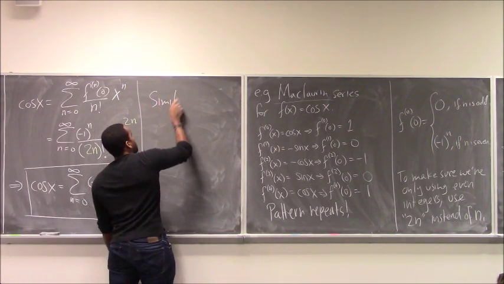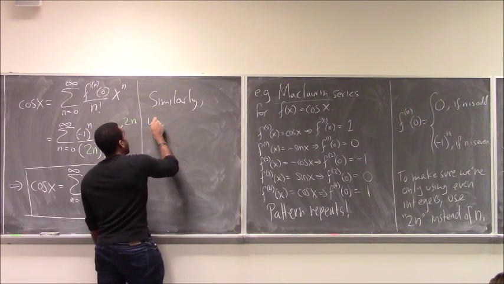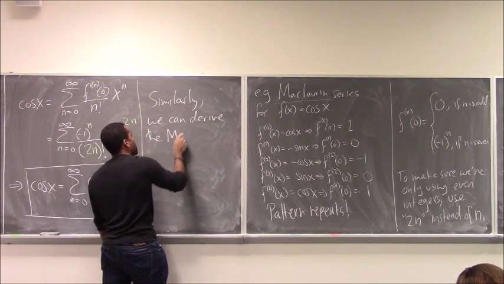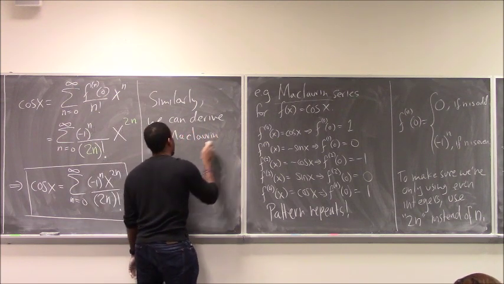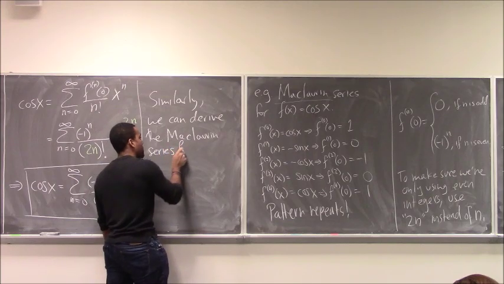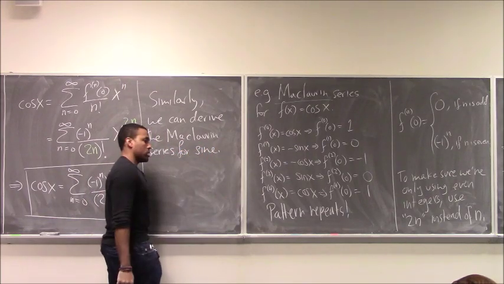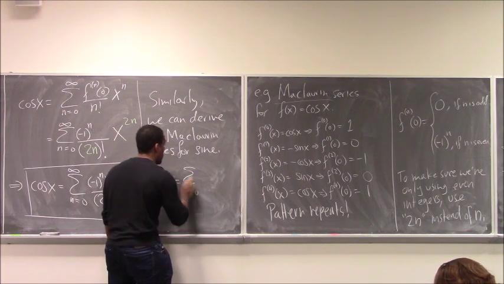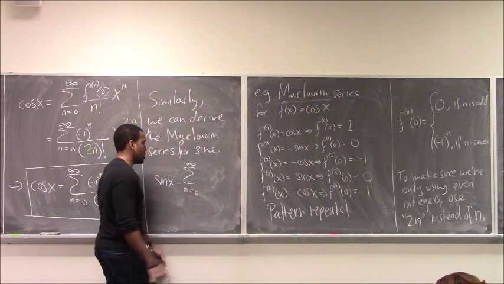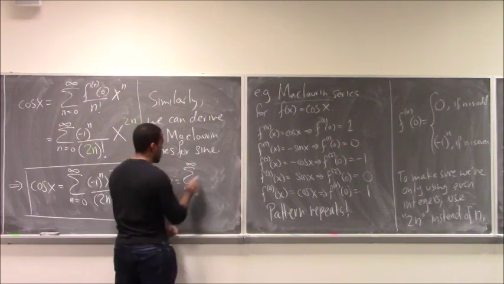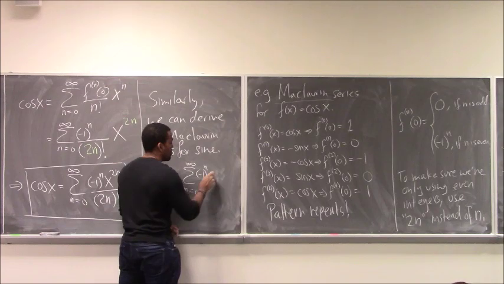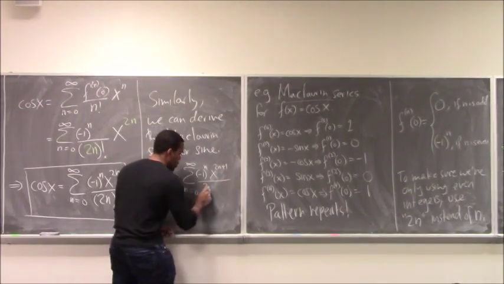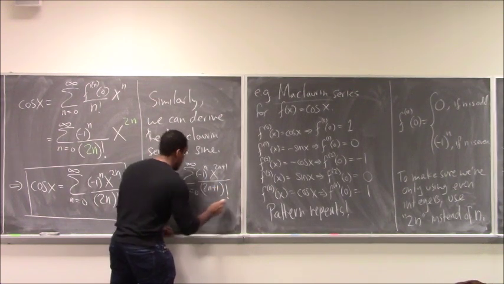Similarly, we can derive the Maclaurin series for sine. You'll notice that the sine of x can be expressed as a series, and a very similar pattern is going to ensue. The difference is that sine is going to work on the odd functions. So it's going to be x to the 2n plus 1, that's how you create an odd function, over 2n plus 1 factorial.